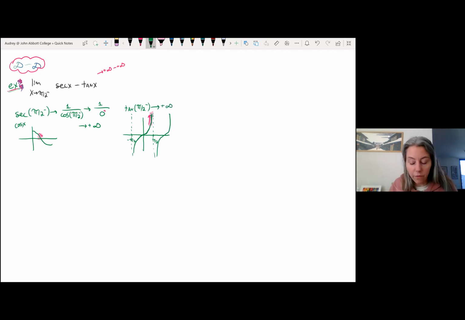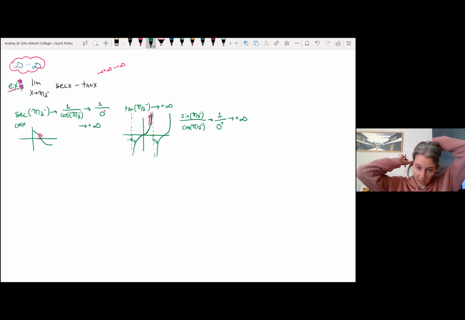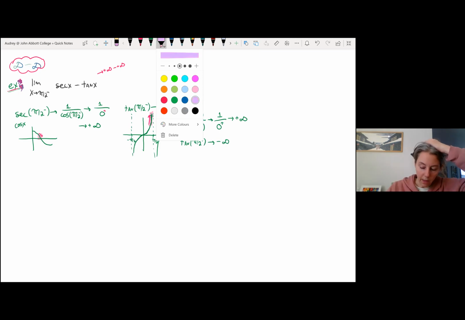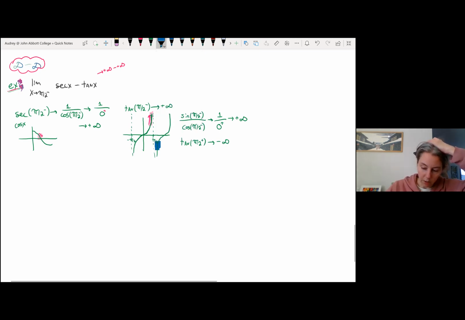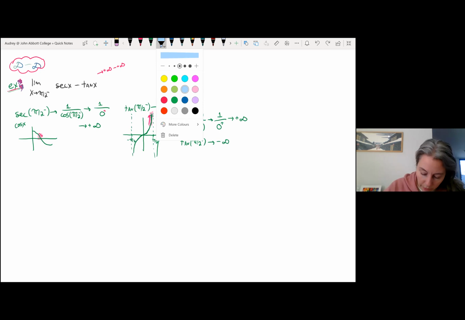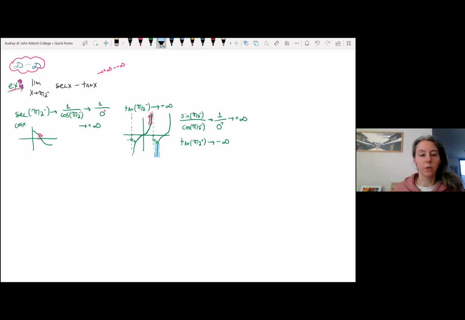Now, alternatively, I could have thought of this as sine of pi over 2 from the left over cosine of pi over 2 from the left, which would have given me 1 divided by, again, that 0 from the right. And we could have also seen that this is going to positive infinity. Note that tangent of pi over 2 from the right would have been negative infinity. And we can see that right here. We can see that tangent going down to negative infinity, since we're on the right side of pi over 2.